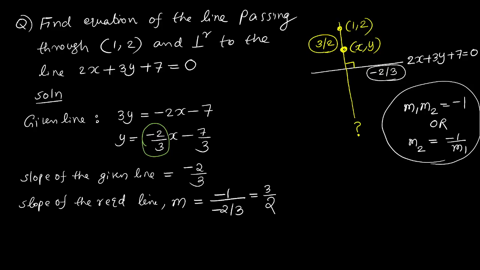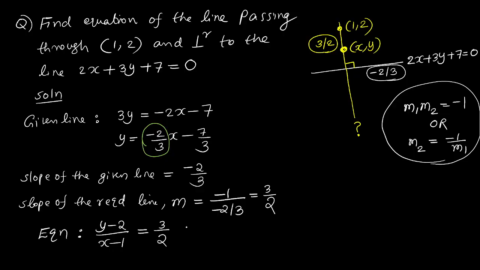Slope of the yellow colored line is y2 minus y1 by x2 minus x1, that is y minus 2 by x minus 1. In the first class we studied that it is 3 by 2. So we do this method. If the slope and points are available, this is the way we find the equation.